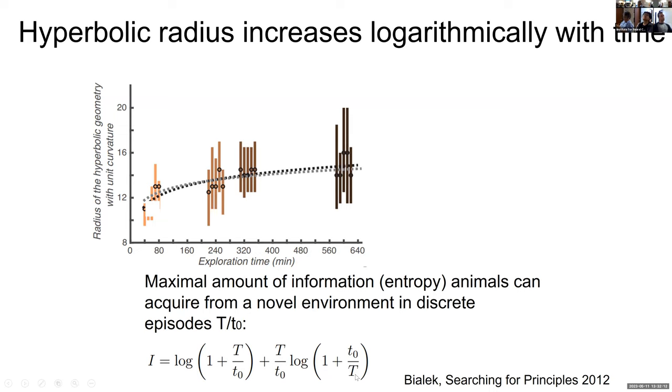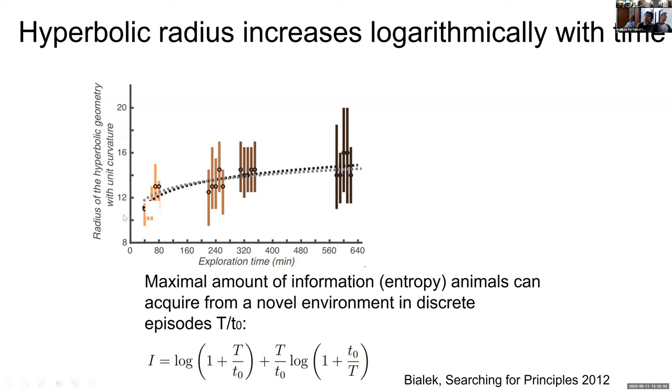So in the limit of large t, this goes away, and this goes away, t over t goes away. And then we are left with this dominant term of log 1 plus t. And that's actually the fit here. What is interesting is that this time t naught, I think, can be interpreted as the difference between when the environment is novel and when it is familiar. So in the novel regime, we have this rapid expansion, and then you have a logarithmic expansion.